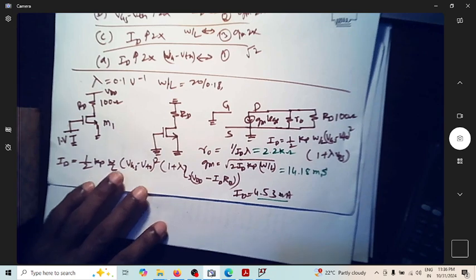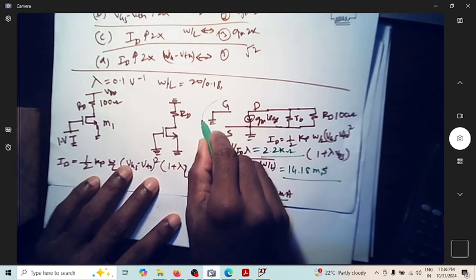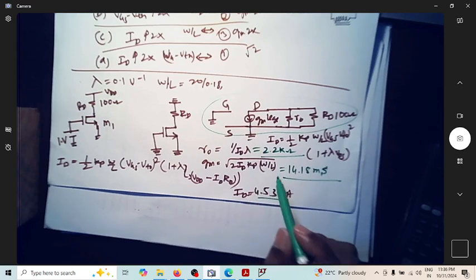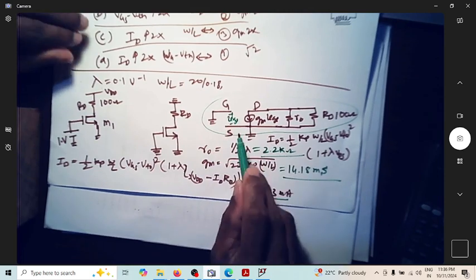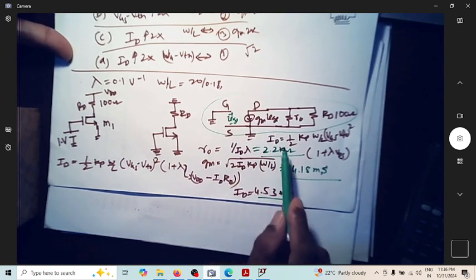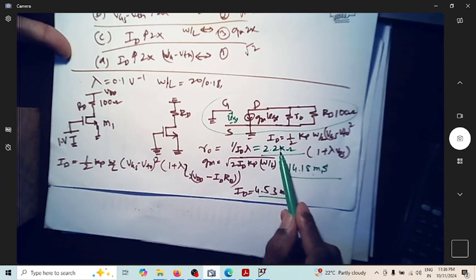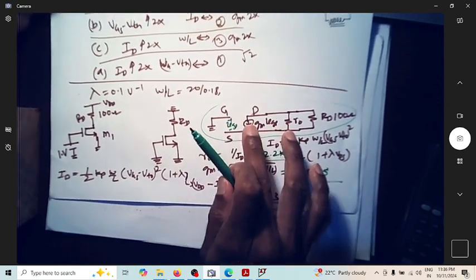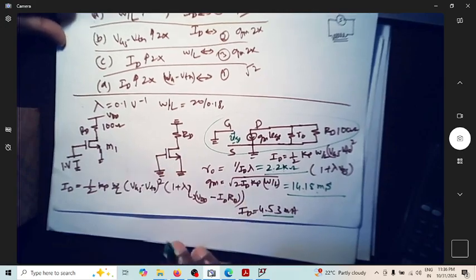So this is the value of gm, this is the value of R0, this is the small signal model. We have constructed the small signal model, where this is the small VGS, and we have a voltage dependent current source with a value of gm into VGS. gm is 14.18 millisiemens, R0 is 2.2k, RD is 100 ohm. So this way we can construct the small signal model of this given MOSFET circuit.